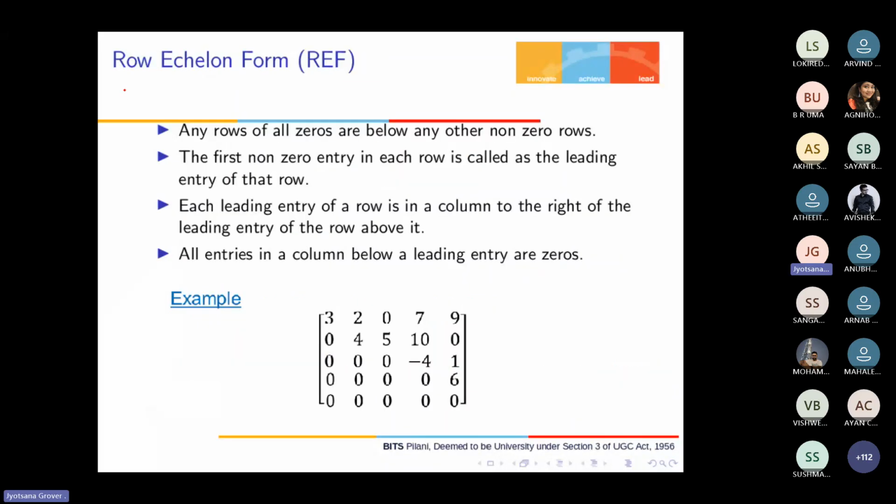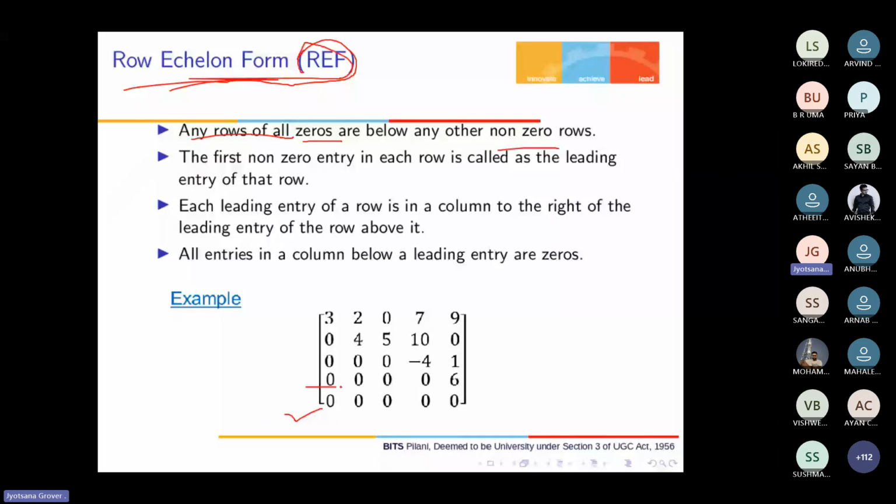Now comes another topic, row echelon form. This uses elementary row operations. But before that, let's understand some terms. Now, when do you say the matrix is in REF form? So first, if you have any rows of zeros, that means a row containing all zeros, they should be below any other non-zero rows. For example, here, this is the zeroth row.